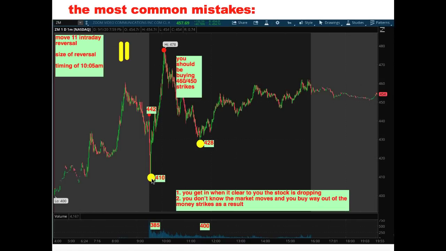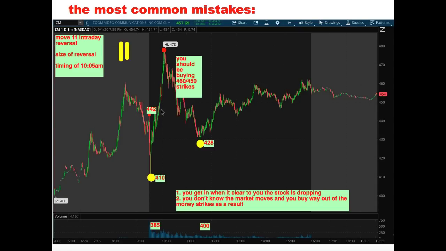You're much better off waiting for the second bounce. And if you understand what a move 11 formation is, you would have known to wait for the second bounce, which actually is the intraday high of this particular time interval right here at 478. Now honestly, did we nail the 478? No, we got in at 470, 476. So we were a few dollars off the top, but it created a huge opportunity if you got the right type of strike.